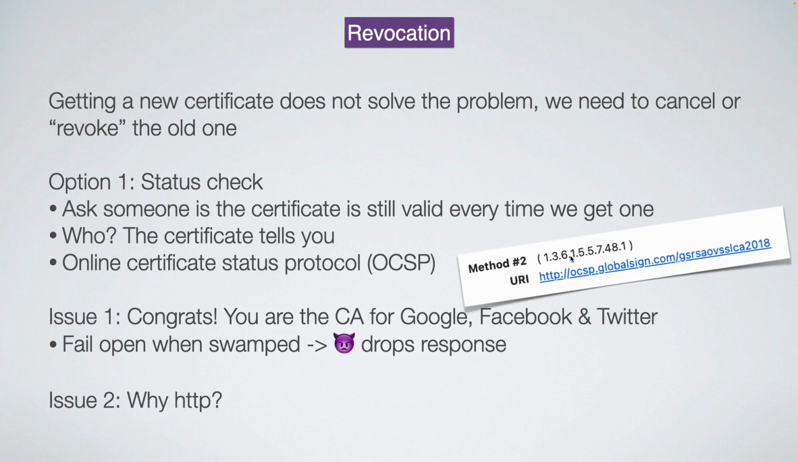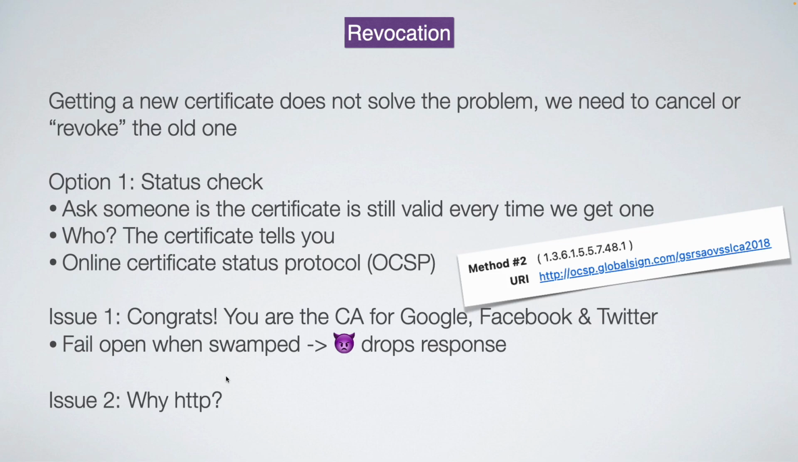Now, the other thing you might notice that seems kind of weird is this is happening over HTTP. It's not going over HTTPS. All right. If it's going over HTTP, then you can also change the response. So if the CA says, yes, it's revoked, you can just swap it and say, no, it's not revoked. Okay. So why would they run this protocol over HTTP?